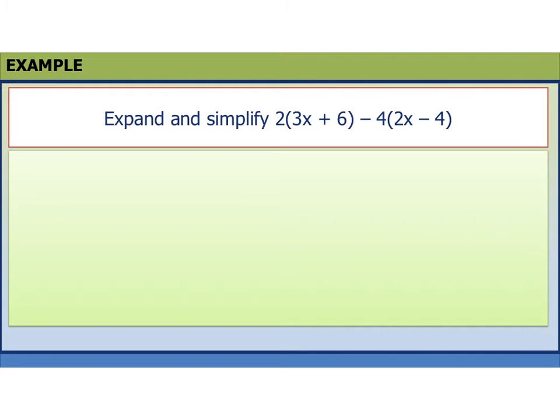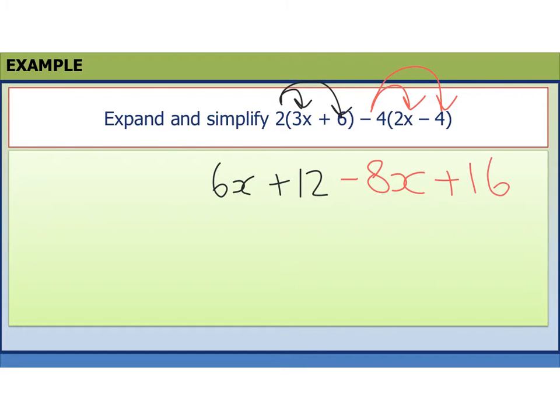So we'll do the first bracket. So 2 times 3x is 6x. 2 times plus 6 is plus 12. And then we're moving on to the second bracket, and it's not just 4 timesing the 2x and the 4 timesing the minus 4, it's minus 4 times 2x. So minus 4 times 2x is minus 8x, and then minus 4 times minus 4 makes plus 16.